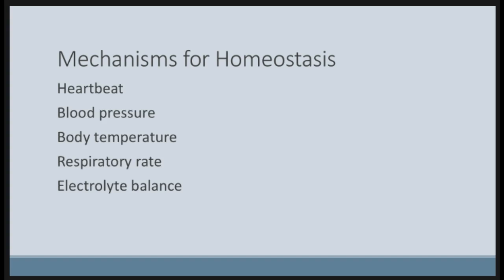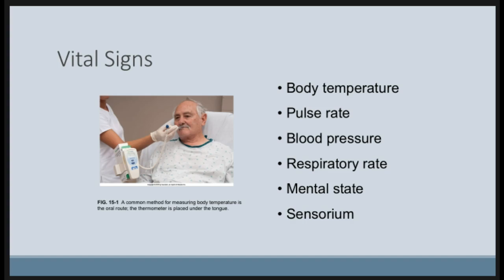Some of the mechanisms for homeostasis are the vital signs that we check with our patients in the hospital, or things that we watch for. So we're looking at the heartbeat or heart rate, the blood pressure, body temperature, respiratory rates, and electrolyte balances. Not so much, that's not really a system that we're going to look at. All right, so these are our vital signs. Another area that you can recognize pretty readily is the patient's mental state and how they're responding to you.